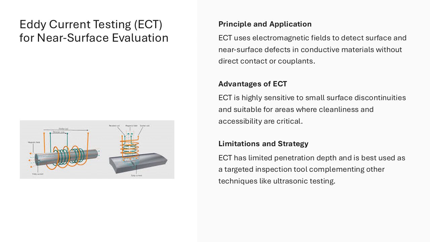However, ECT has limited penetration depth and is generally not suitable for detecting deep internal defects or interface disbonding. From an engineering inspection strategy standpoint, ECT is best applied as a targeted tool for specific surface-related inspection objectives, particularly in areas where PT may be impractical. When used appropriately, ECT enhances overall inspection coverage and reduces the risk of undetected surface damage. Conceptual illustration of eddy current probe interaction with surface and near-surface defects in stainless steel cladding.